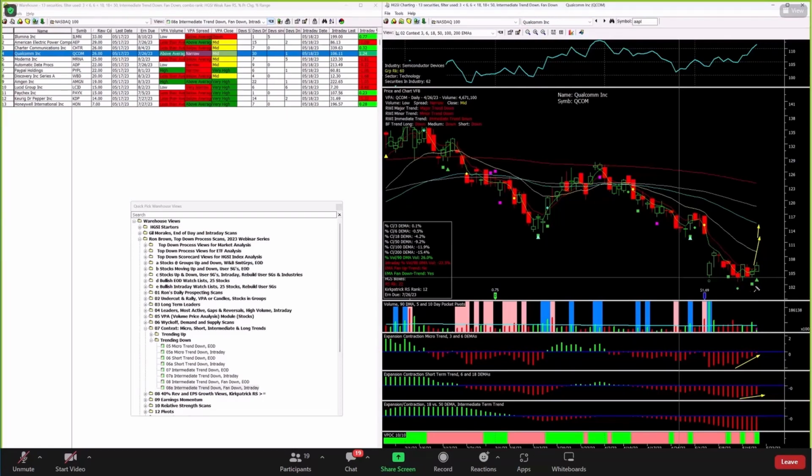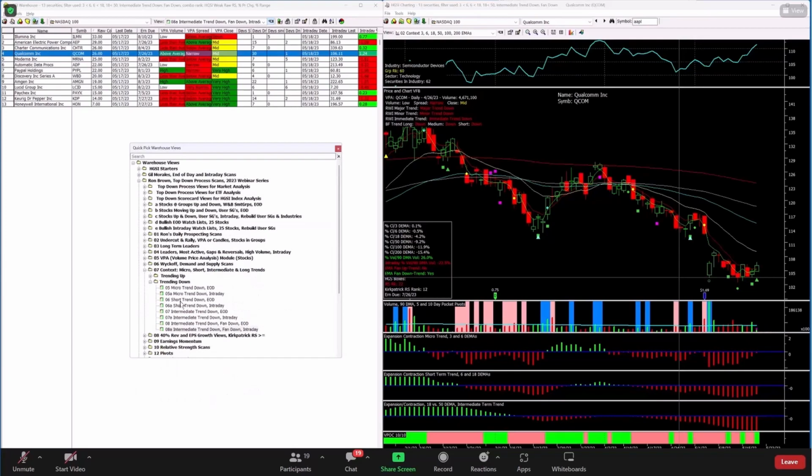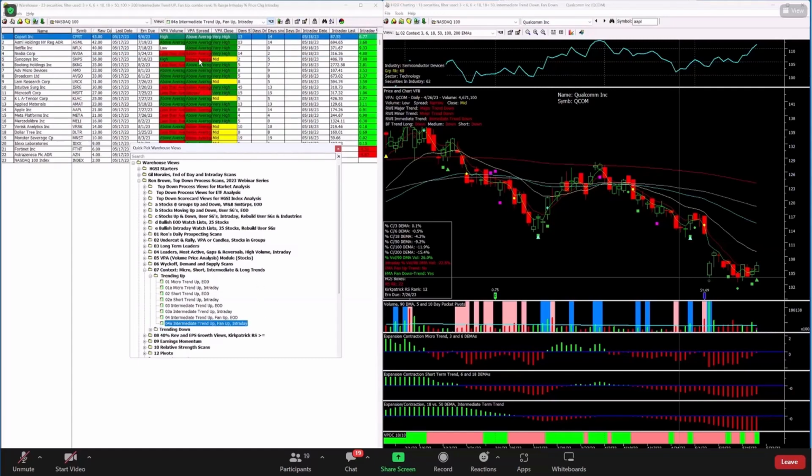Yes, there is some accumulation, but boy, this thing is not just going to turn around and go straight up. If it does, I mean, it could, but the likelihood of that happening is just not there. If you're looking for the long-term trends, I'm going to go back up to trending up. Intermediate trend up, fan up.